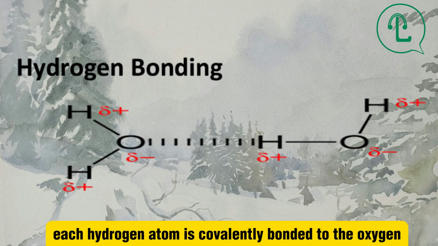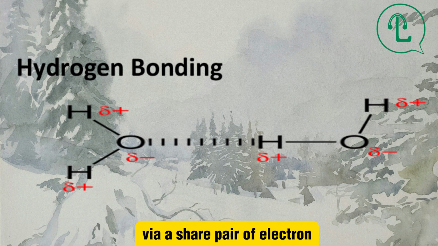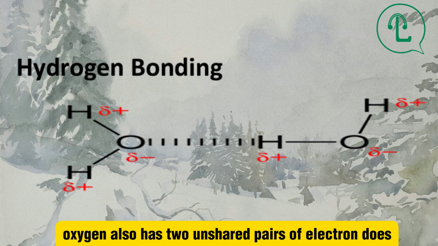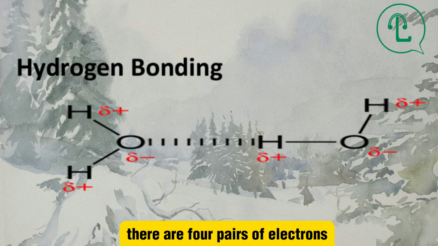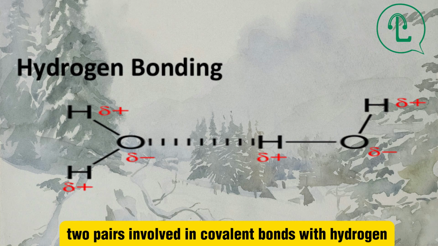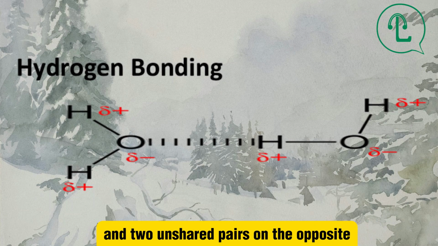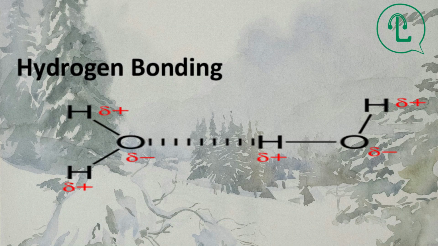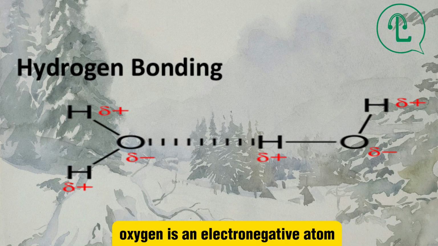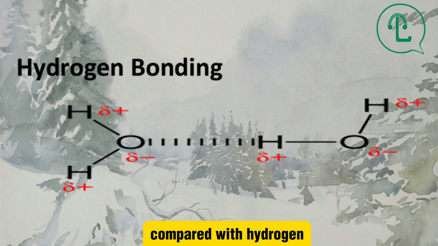Each hydrogen atom is covalently bonded to the oxygen via a shared pair of electrons. Oxygen also has 2 unshared pairs of electrons. Thus, there are 4 pairs of electrons surrounding the oxygen atom, 2 pairs involving covalent bonds with hydrogen, and 2 unshared pairs on the opposite side of the oxygen atom. Oxygen is an electronegative atom compared with hydrogen.